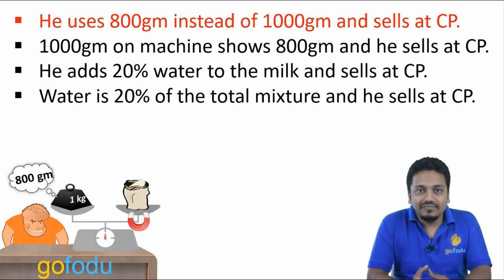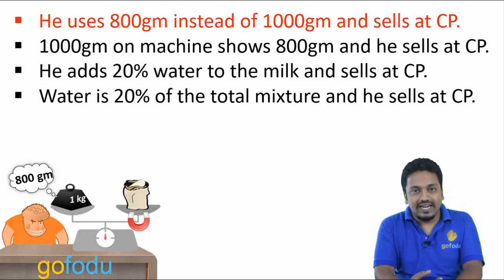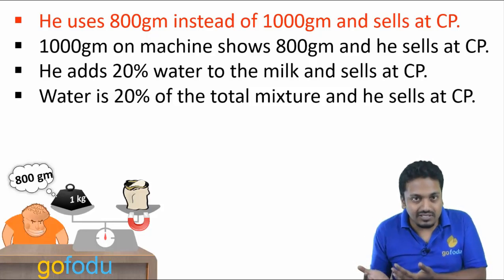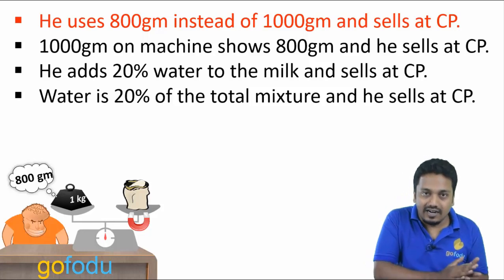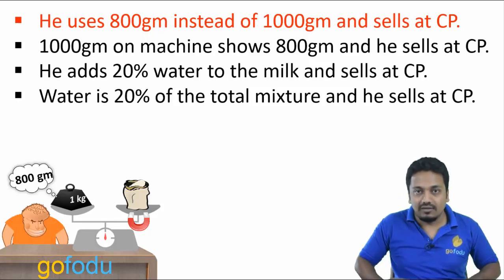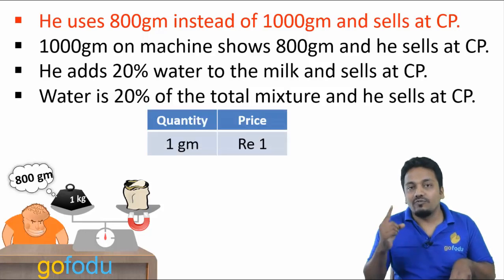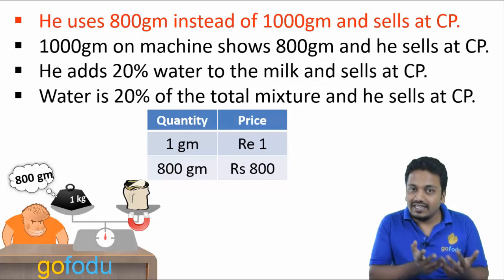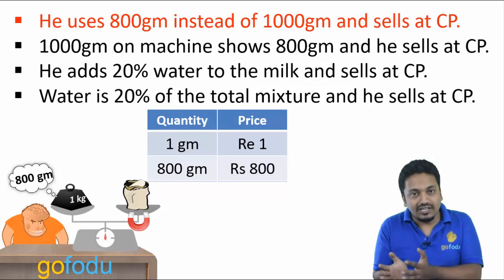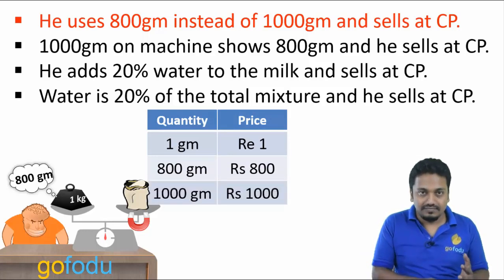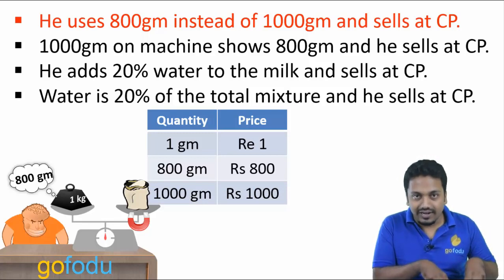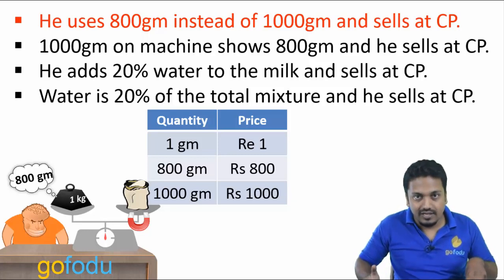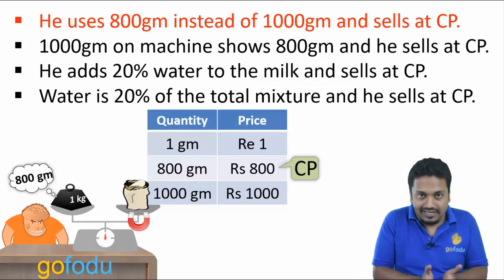First case, he uses an 800 gram weight instead of 1000 grams. So the customer pays for 1000 grams but is getting 800 grams only. So let's assume that the price of 1 gram is 1 rupee. So the price of 800 grams will be 800 rupees and the price of 1000 grams will be 1000 rupees. Now 800 gram rice cost the shopkeeper 800 rupees. So 800 is the cost price.